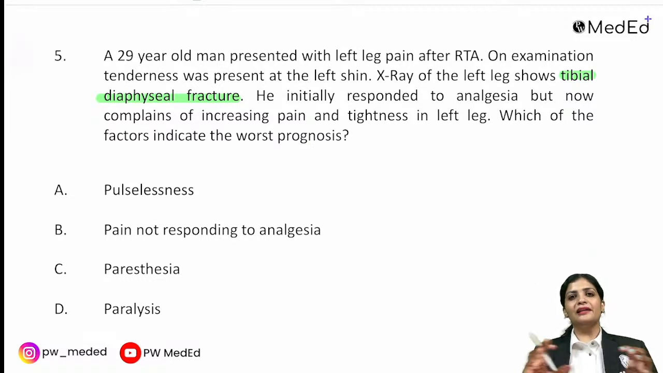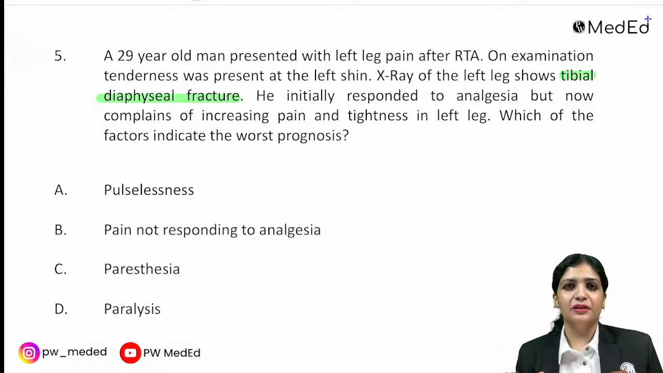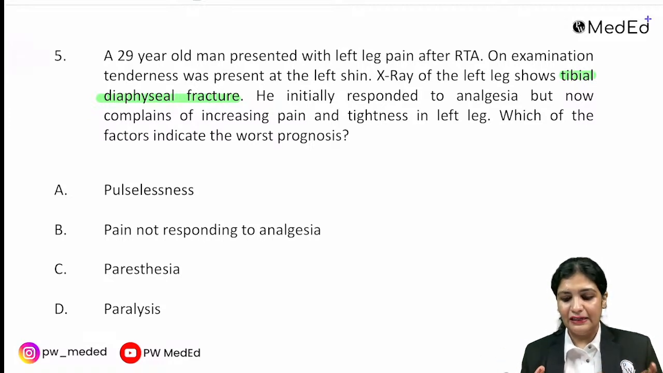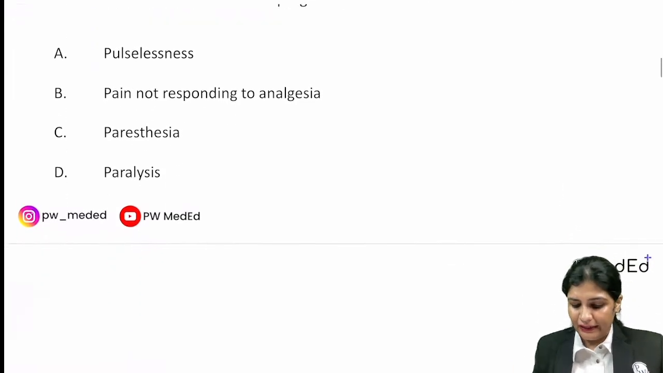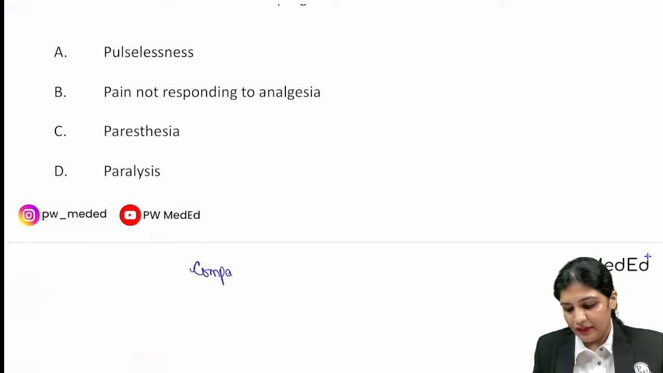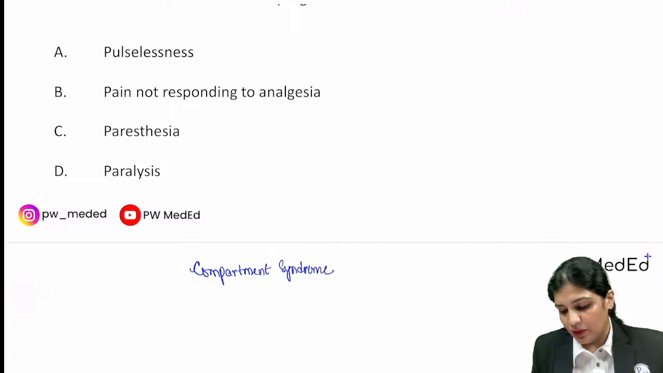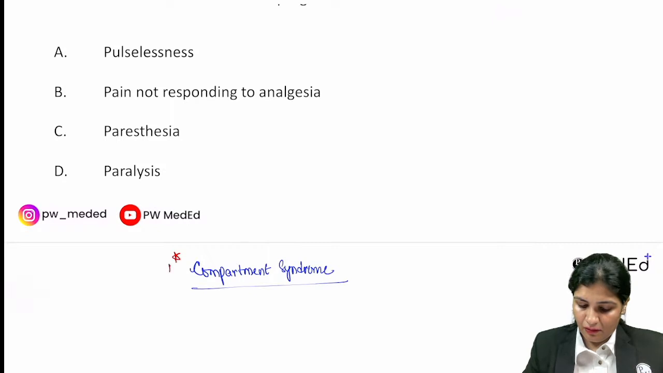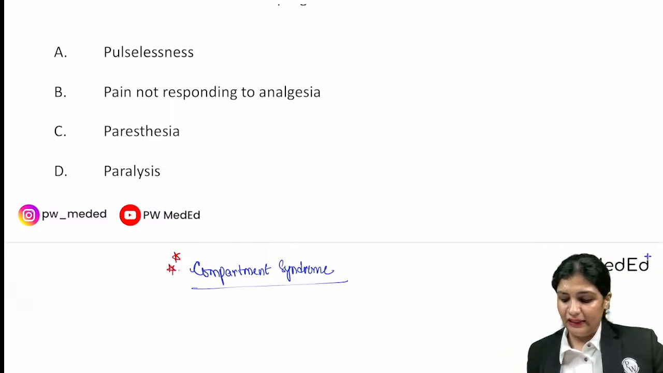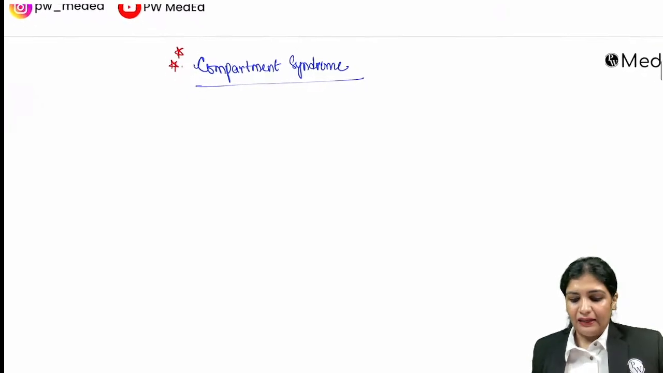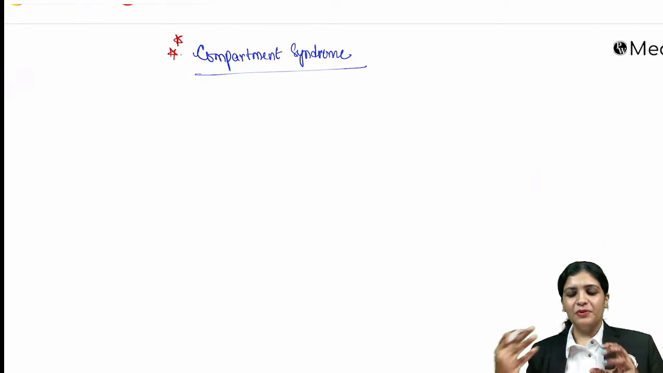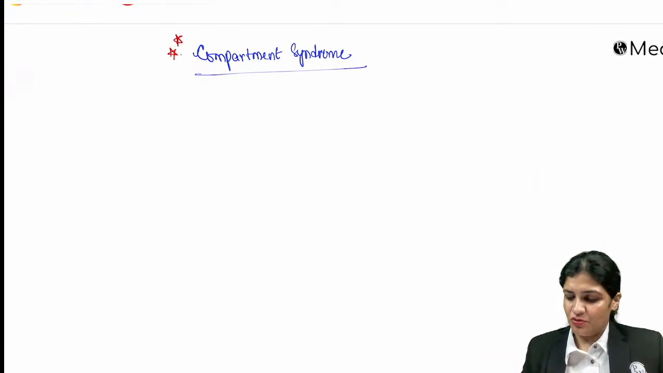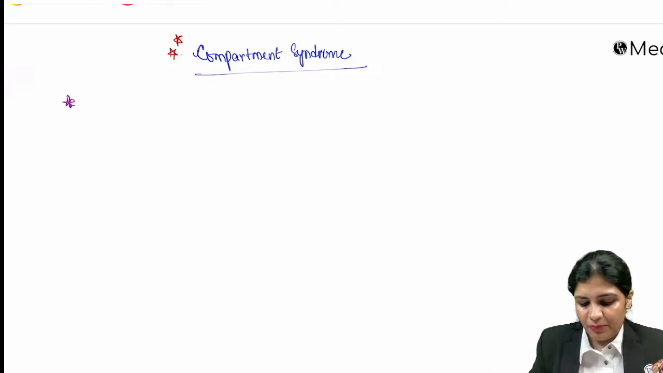If you read the entire question, I'm pretty sure that you have all already answered in your mind, and you already know what topic we are dealing with here. The most important topic, that is compartment syndrome. This topic is very, very important, and you have to pay keen attention while discussing it, because the question is about the factor producing the worst prognosis, but there could be some other questions which can be asked. So let us discuss compartment syndrome.